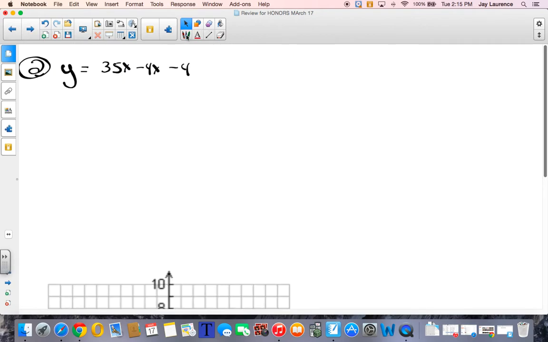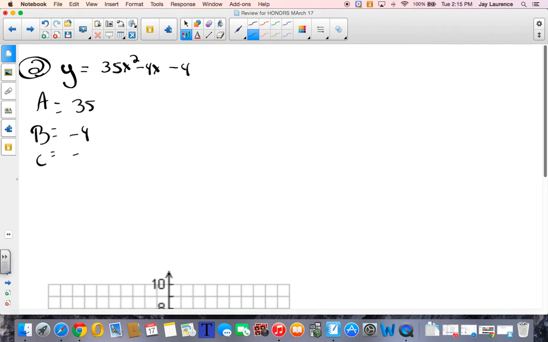Here comes another parabola. Let's go check the discriminant. So we'll go A, B, C. Easy as 3, 5. Oop, I missed a square there. Minus 4, minus 4. So to do the discriminant, I'm going to do negative 4 squared minus 4 times 35 times negative 4. And I don't believe that that is going to be a negative. I believe we're going to get a positive answer here because a negative times a negative.